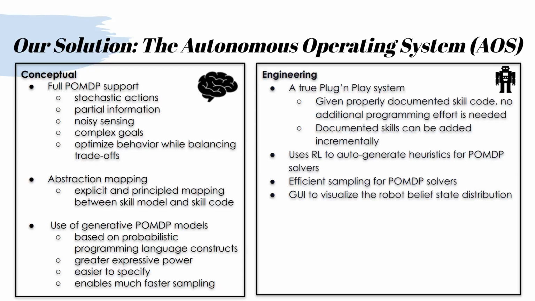Generically, we provide a true plug-and-play system. Given properly documented skill code, no additional programming effort is needed. Documented skills can be added incrementally and used by the system. The AOS uses reinforcement learning to auto-generate MDP heuristics for POMDP solvers. The system has a GUI to visualize the robot belief state distribution and understand the robot's behavior.